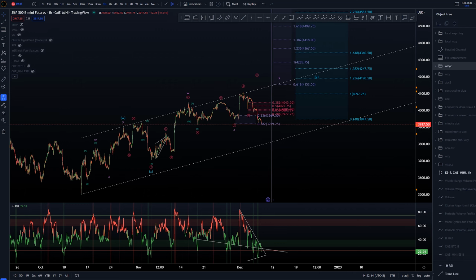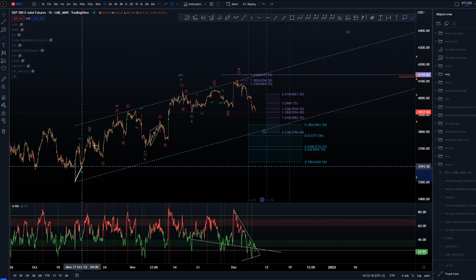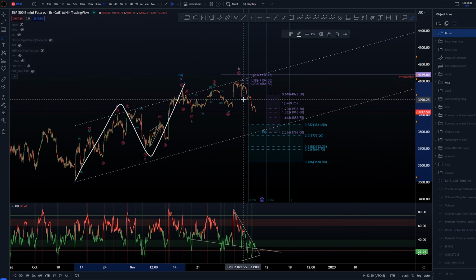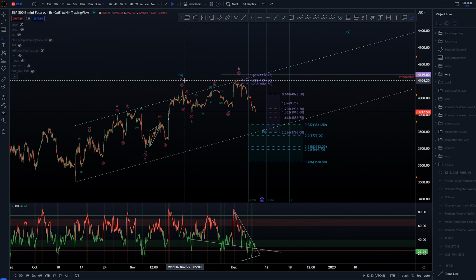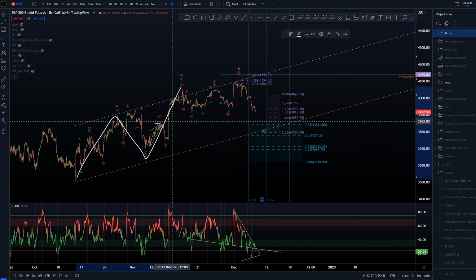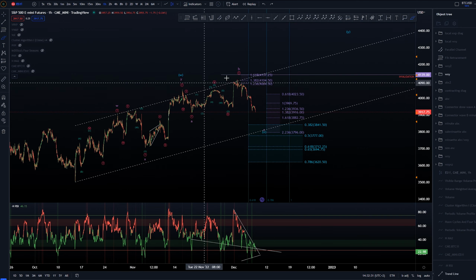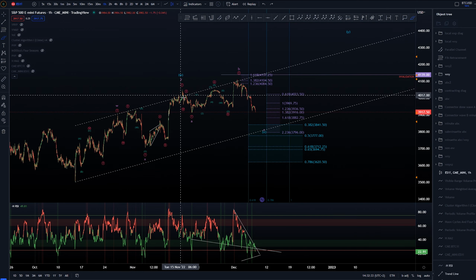The other more likely count was this, where we had this as a three-way structure. Again, this looks very decent as a very good looking structure where both the wave W and wave Y are very symmetrical. It is looking really good in that regard, I guess.